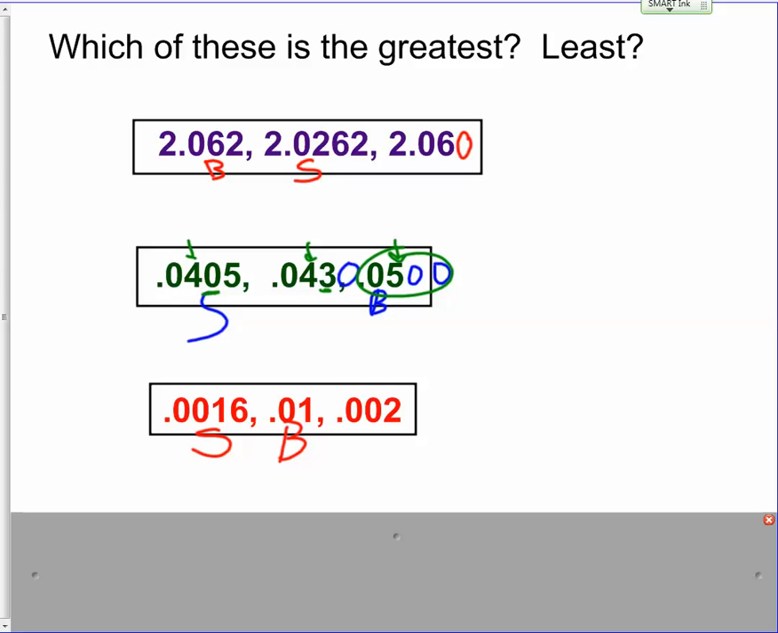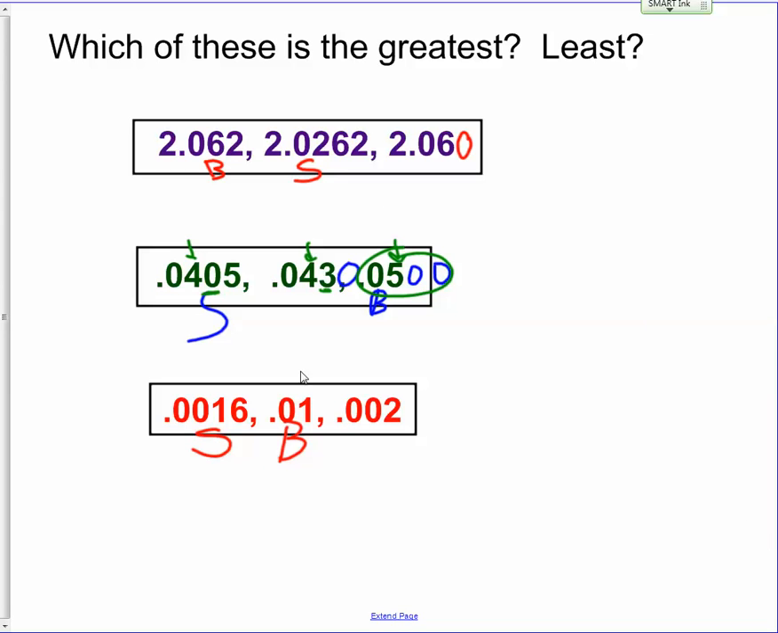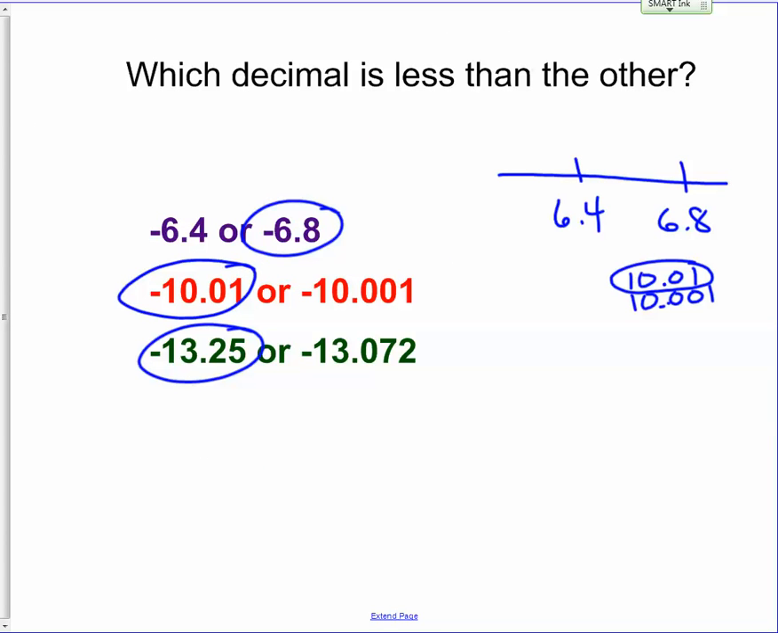All right, then right before class got out, you guys had to find the biggest and the smallest and tell your reasons why. S stands for smallest, B stands for biggest, and those are correct. And then which decimal is less than the other? The circled one is less. And again, if they were positive, this would be bigger, but they're negative, so it's the opposite. So that's smaller. On the positive side, this is bigger, so on the negative side, it's smaller.